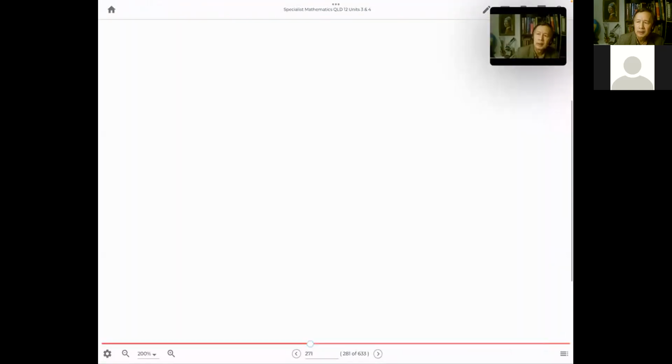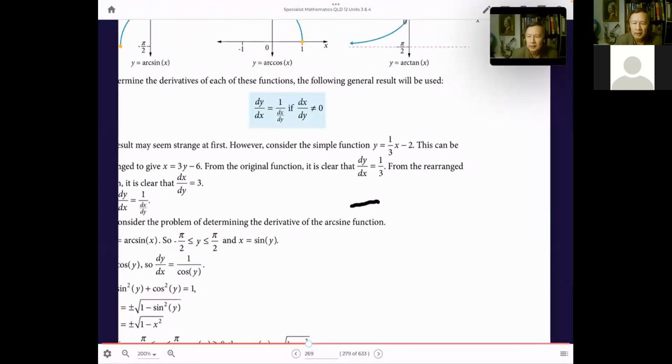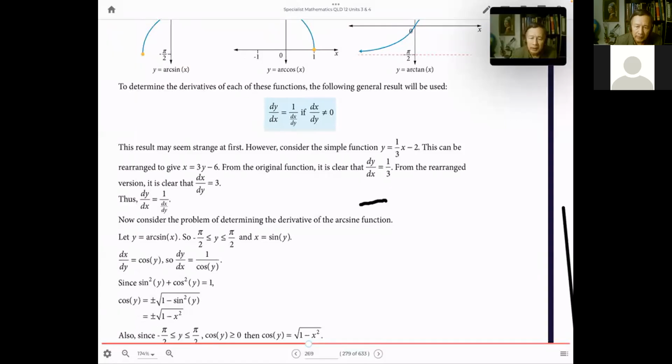Can I annotate? I don't think you can. I don't think so. All right. Can we just read this, right?